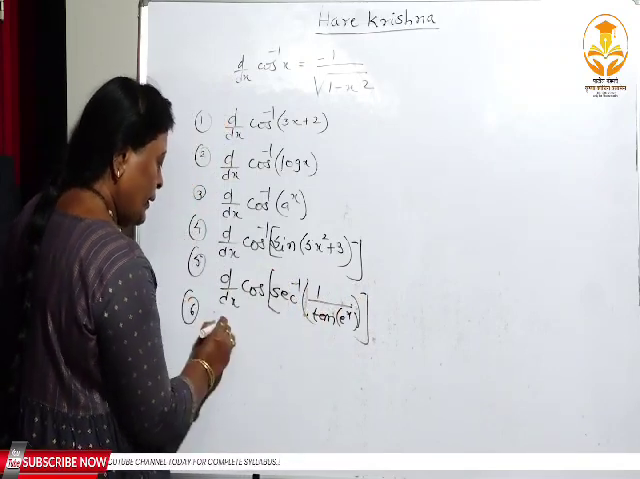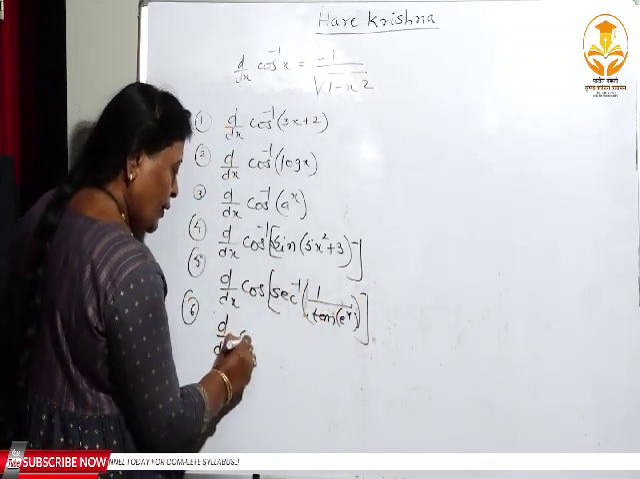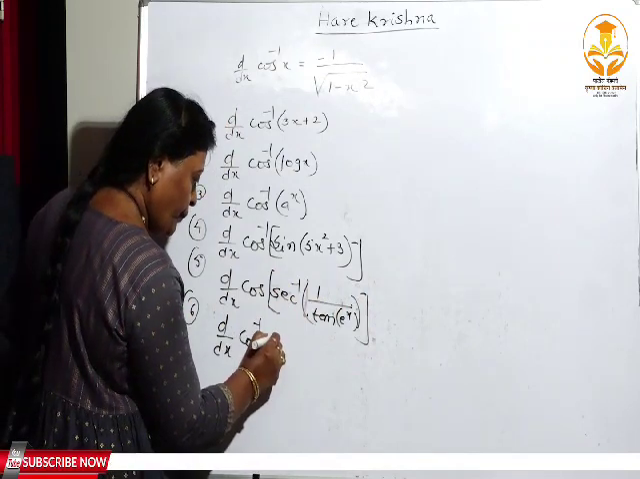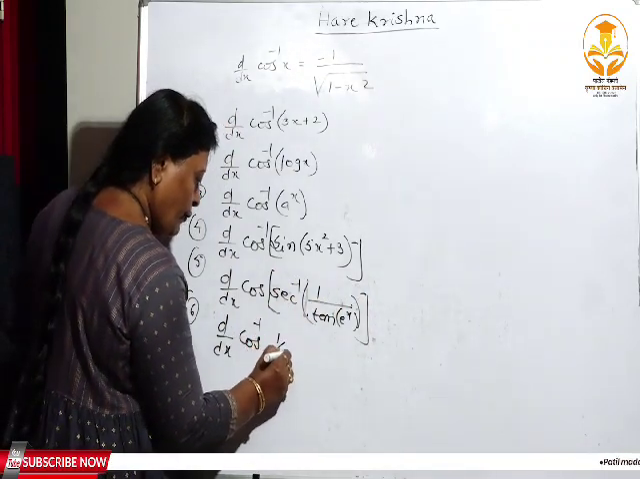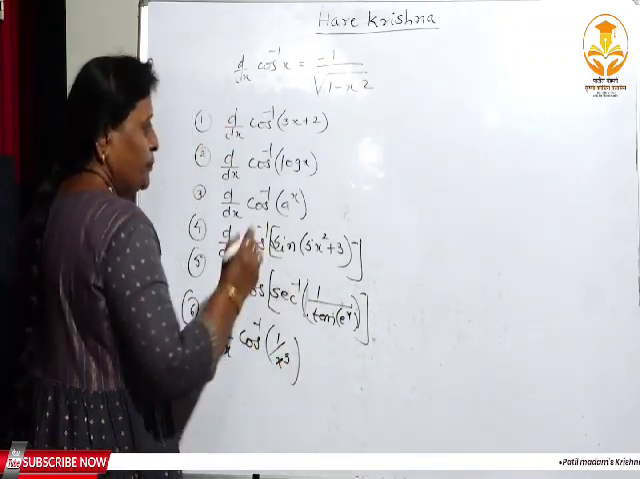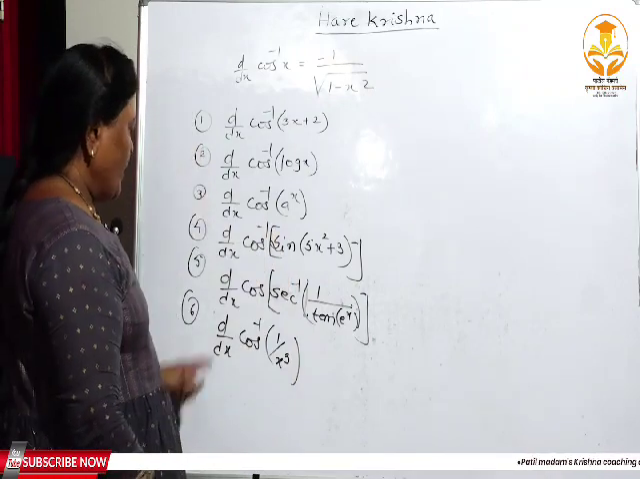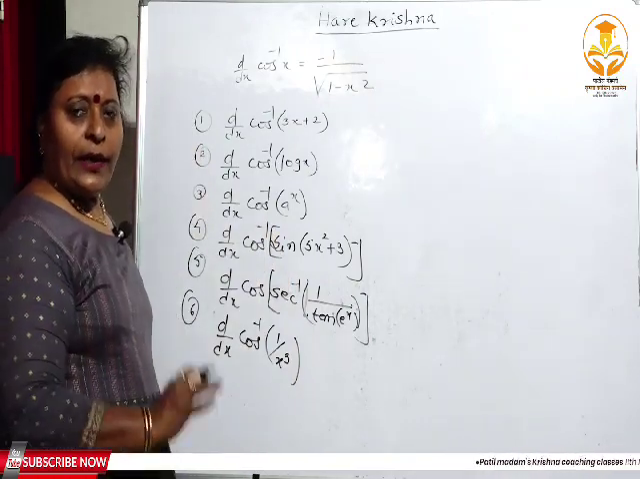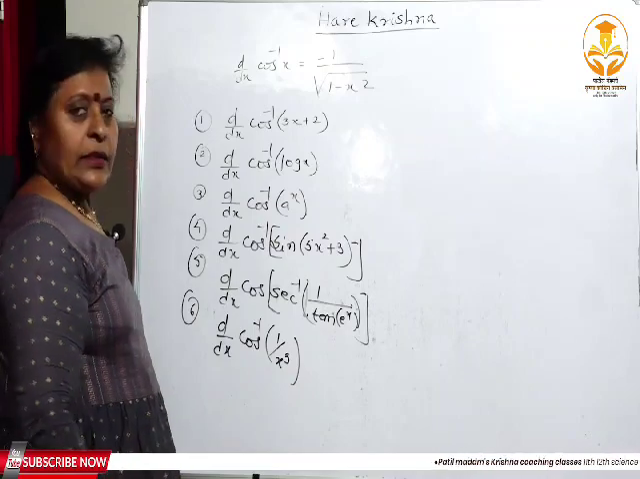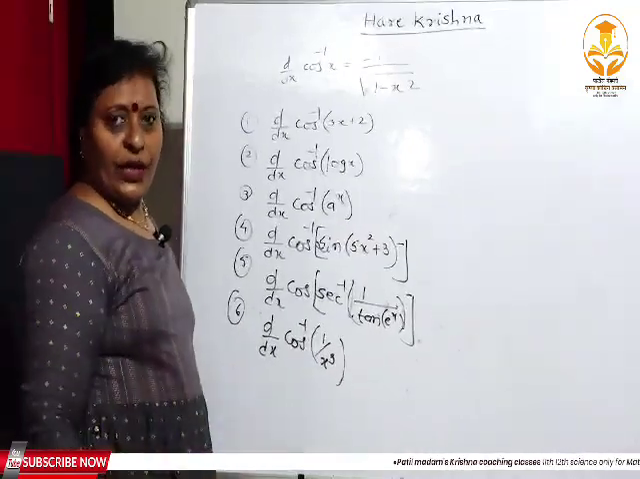Here again, d/dx of cos inverse of 1 upon x cube. Isn't it? So I have given the 6th problem. Again see how you have to do this. Here again we have to apply the chain rule.